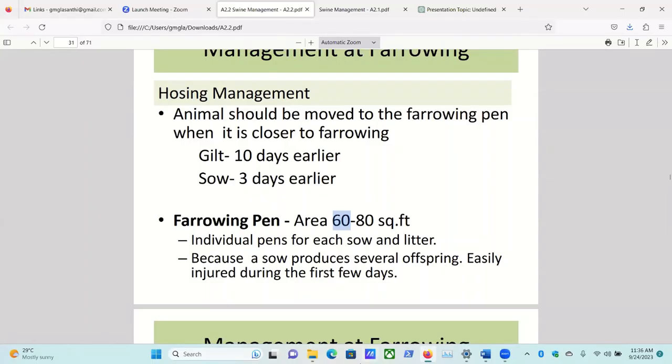So, can you tell me the reason for moving the animal early for the farrowing day?